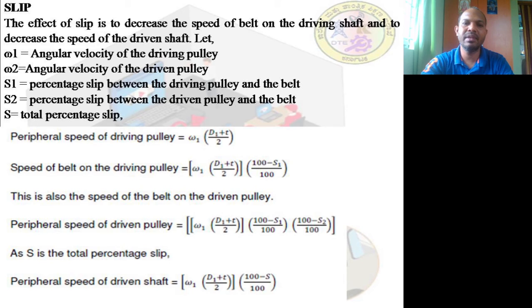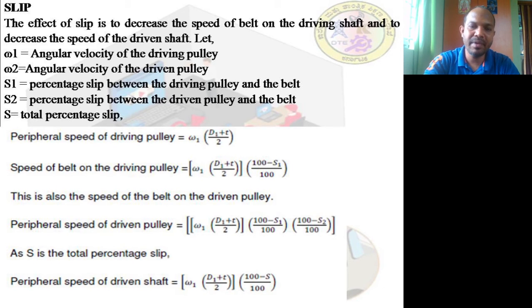Basically, slip occurs majorly because of speed variations and sudden load variations, which lead to slippages. What happens with this slip is that it leads to a reduction in the speed of the belts, and the power transmission will also be reduced because of the slippages that might occur in the belts.